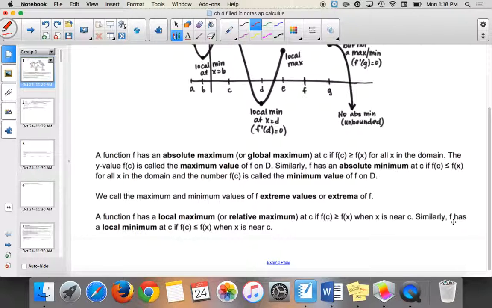So we call the maximum and minimum values extreme values. So if you see extreme values or extrema, it's the same thing, maximums and minimums. It should be maxima and minima, but I will always say maximums and minimums. All right, so a function has a local max if in that general area, we call it the neighborhood, as long as you're around that area, it's the highest point. So it's like the hills and valleys, okay?